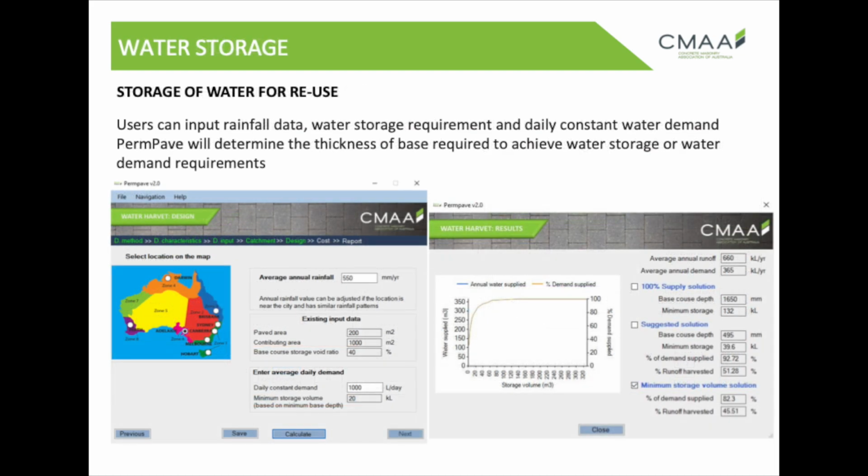And finally, PERMPAVE can model water storage. Users are able to input rainfall data, water storage requirements, as well as a daily constant water demand. Through its calculations, PERMPAVE will be able to determine the required thickness for your water demands or water storage requirements.